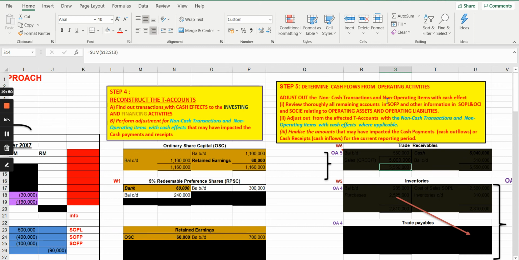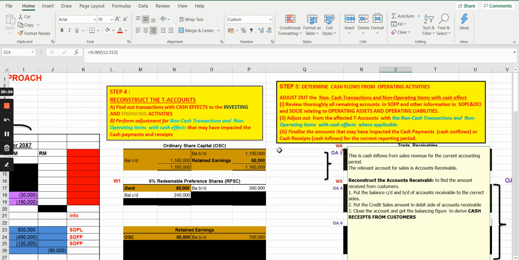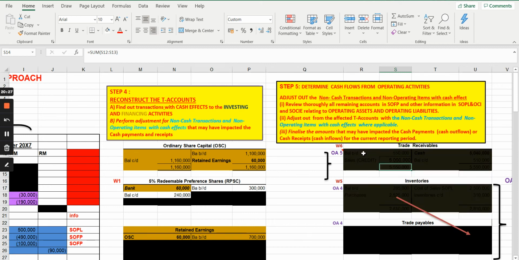So you need to go and adjust out all the non-cash transactions as usual, all the non-operating items. You need to review all the accounts that you have in the SOFP. Of course, now you are left with the operating activities, those operating assets and operating liabilities. So you review all those accounts given. You're going to adjust out the affected T accounts, under operating assets and operating liabilities. So you're going to finalize how much is the amount that relates to cash payments and cash receipts that relates to the item. So let's look at the first item.